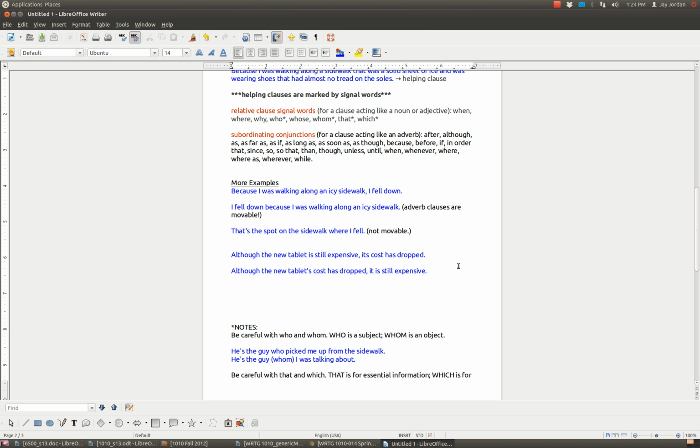Whom is used as the object of a sentence. So there's a difference between these two sentences, and you can tell by the spelling. He's the guy who picked me up from the sidewalk. So I'm using this noun clause here, this helping clause, to modify the noun guy. He's the guy who picked me up from the sidewalk.